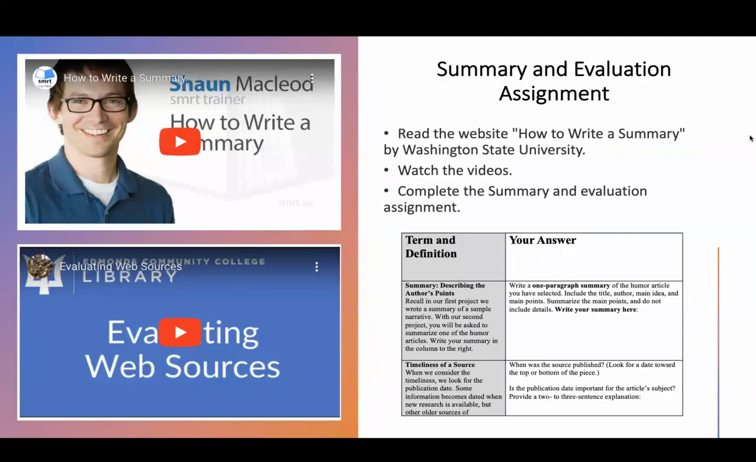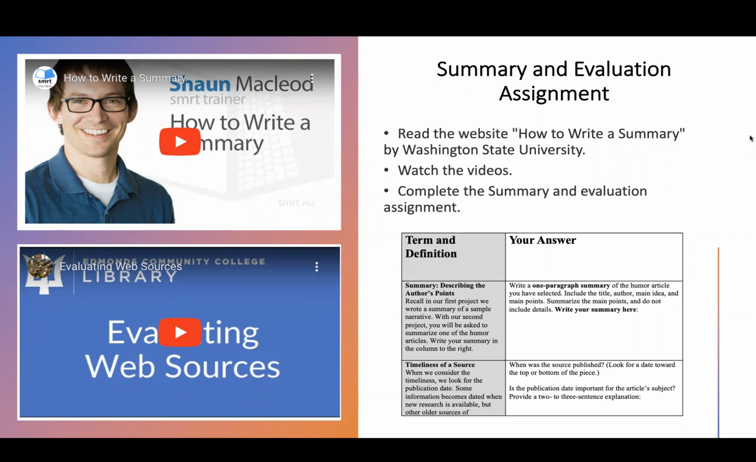So in the module, you'll see resources that will help you with a summary and evaluation assignment. There's a website titled How to Write a Summary by Washington State University. And then you'll see two videos. There's a video titled How to Write a Summary and another video titled Evaluating Web Resources. And so these resources will help you complete the summary and evaluation assignment.